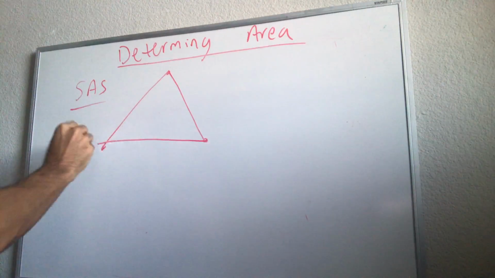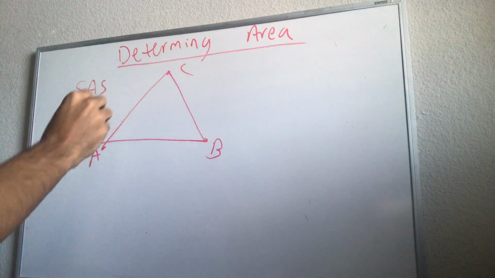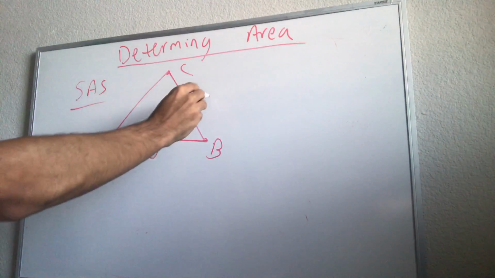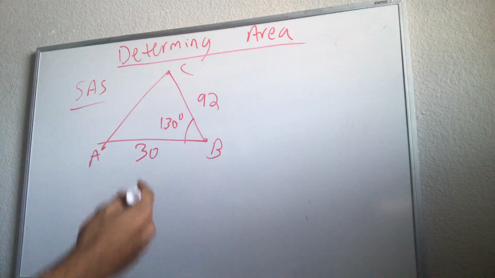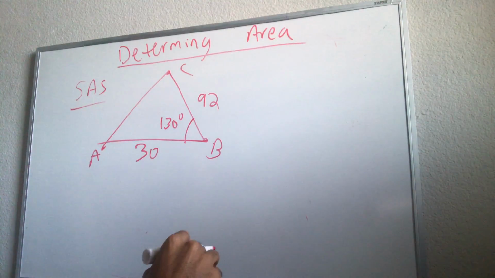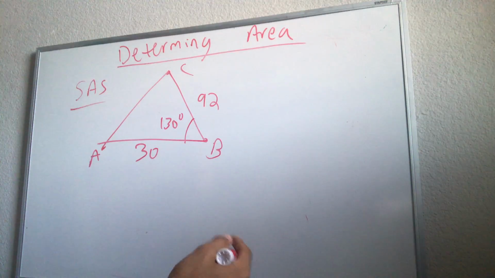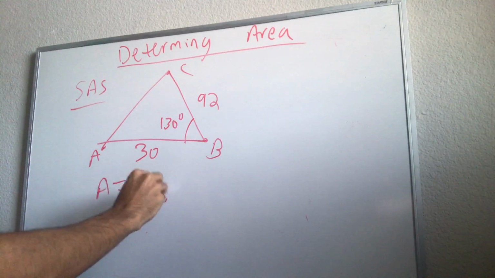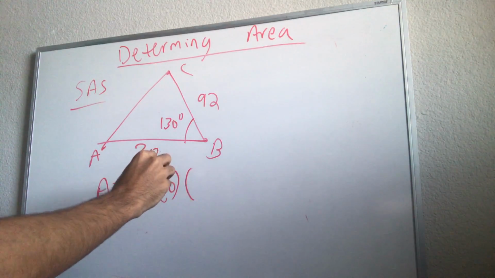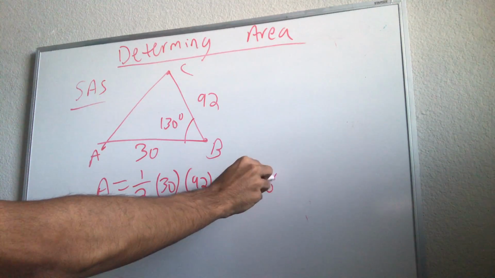We have a given triangle here, and I can label this as A, B, and C. We know that this side is 30, this side is 92, and this angle is 130 degrees. So this could be a possible case, or really any angle you can take. You have those three measurements given to you. Now, the way you would compute the area for this triangle is you would say that the area is equal to half times 30 times 92 times sine of 130 degrees.